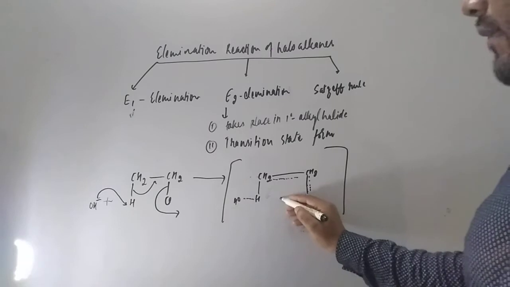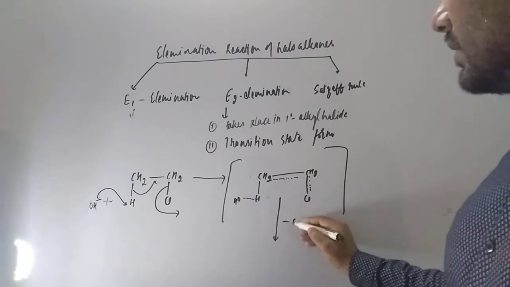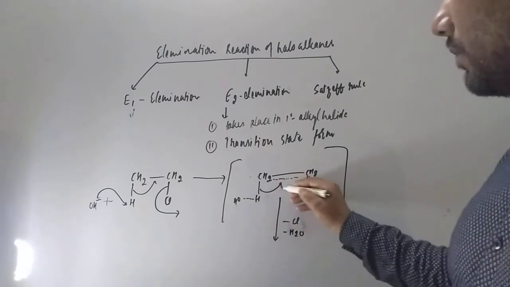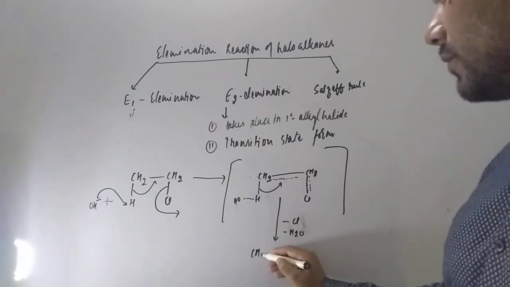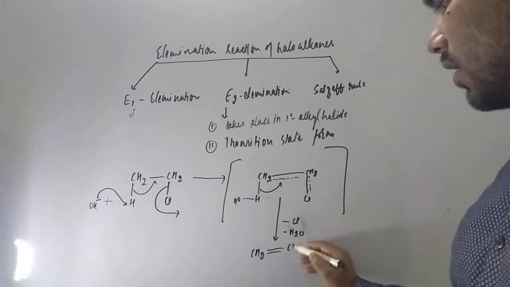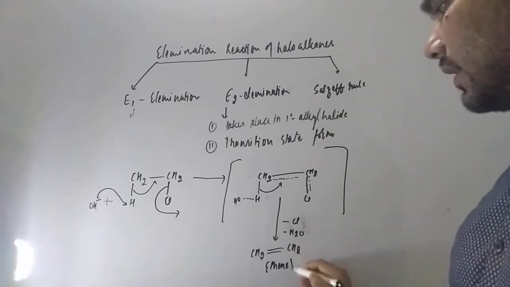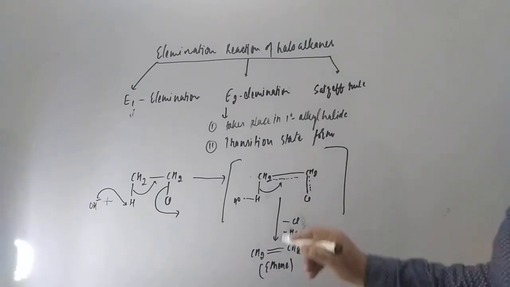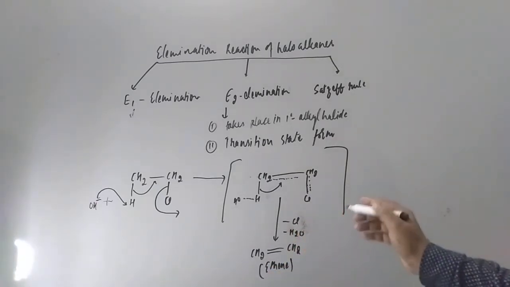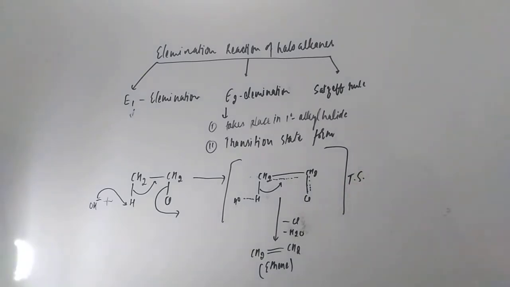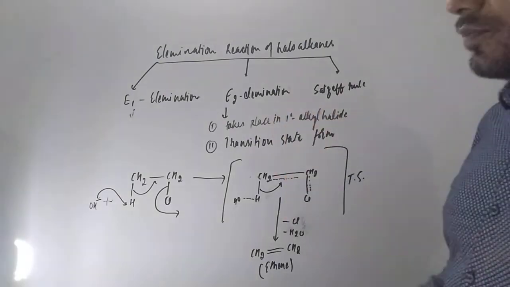So the next step, what will happen, students? It will be minus Cl and minus H2O, and finally it will be shifting here. So what will it form? CH2 double bond CH2. This is known as ethene, right? This step is known as TS, the transition state. So this is the mechanism of the E2 reaction, which is just like the SN2 mechanism.